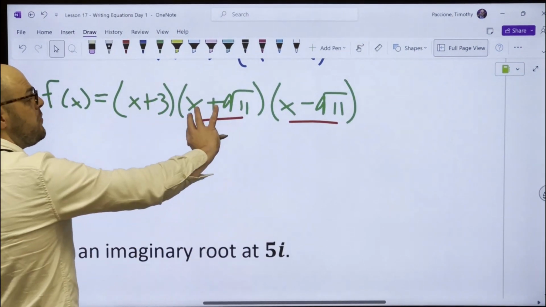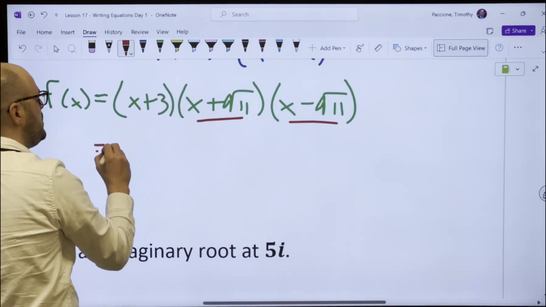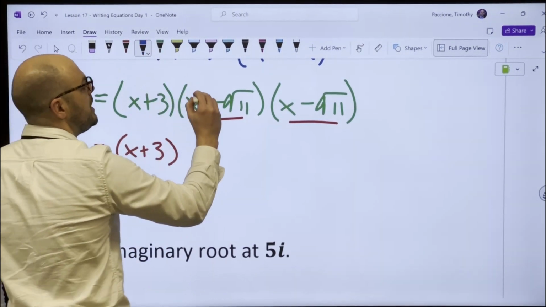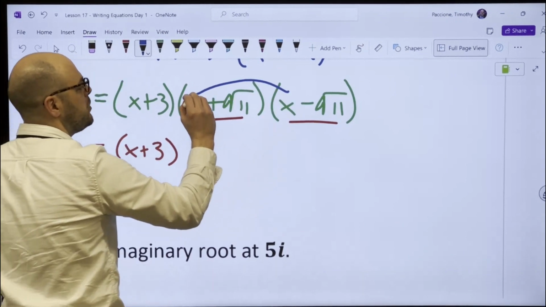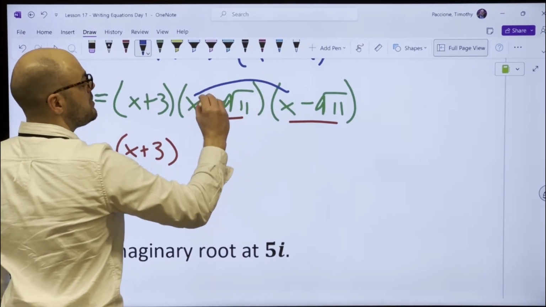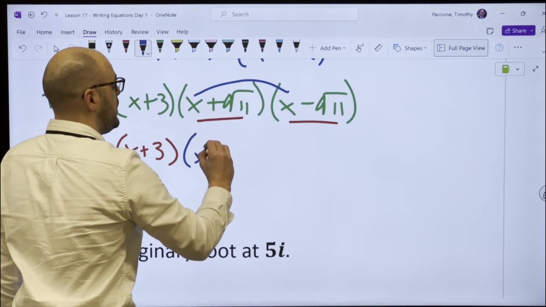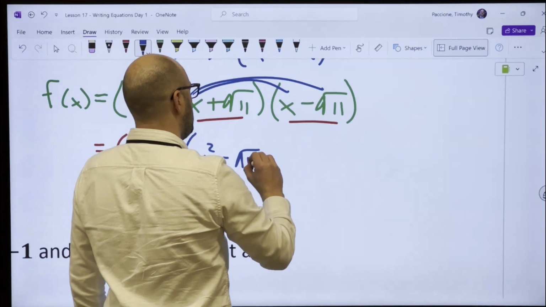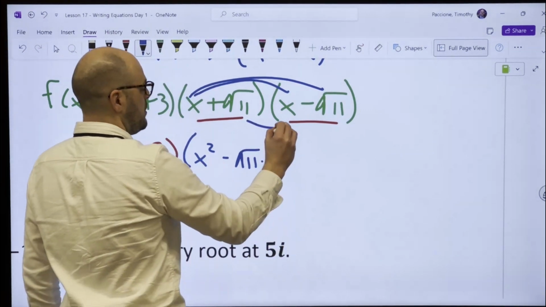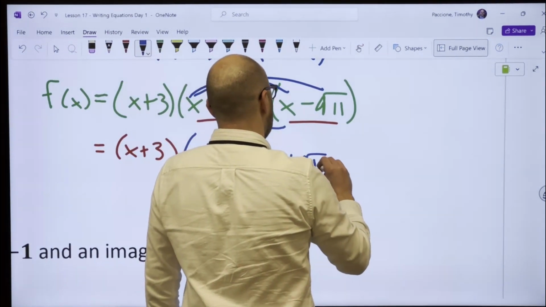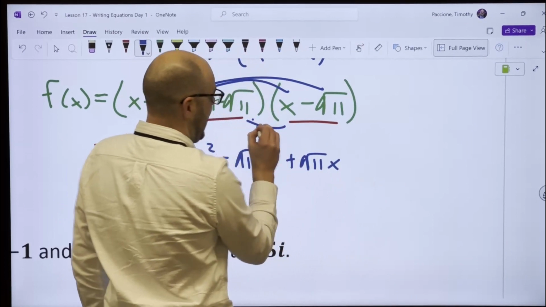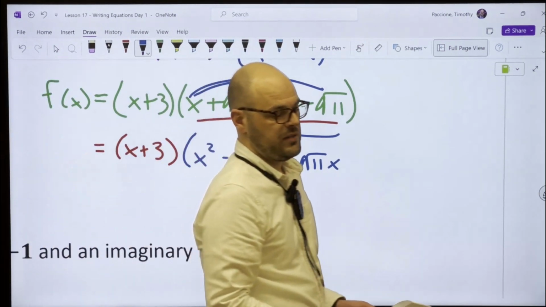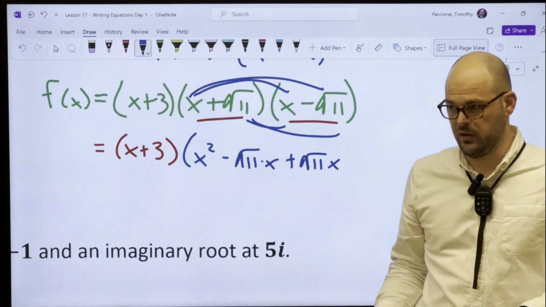Okay, so I'm going to FOIL these two and leave this one alone. So this one's just going to come down, and I'm going to FOIL here. I know some people like box. I'll give you box in a second because we're not done with this problem yet. All right, so first is x squared. Outer is minus square root of 11 times x. Inner is plus square root of 11 times x. And last, okay, so I have positive square root of 11 times negative square root of 11.